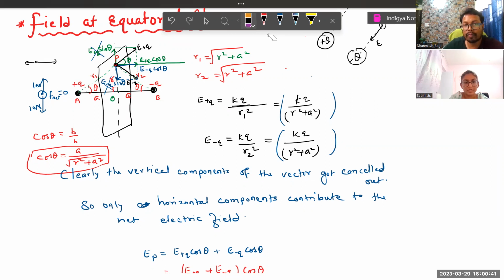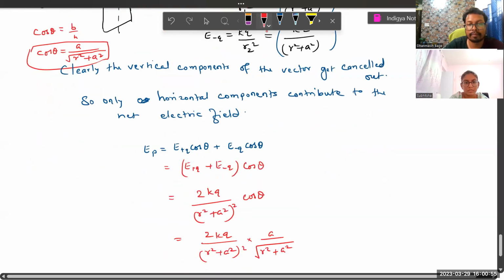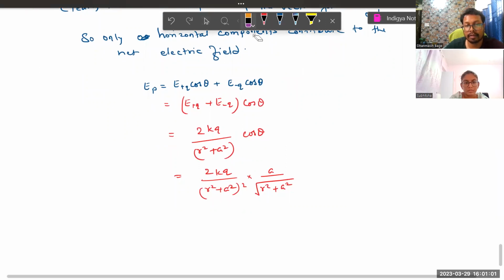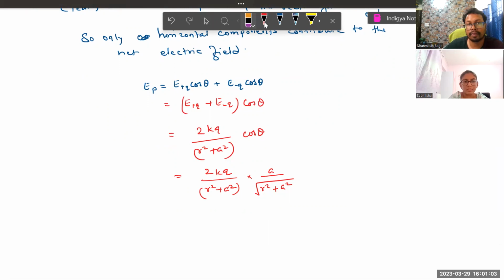Okay. R1 is root over r square plus a square, right? R1 square will be equal to r square plus a square. So R1 will be equal to root over r square plus a square, right? The square of this thing will be like this. So again, now let us just correct this thing. This square is not there.